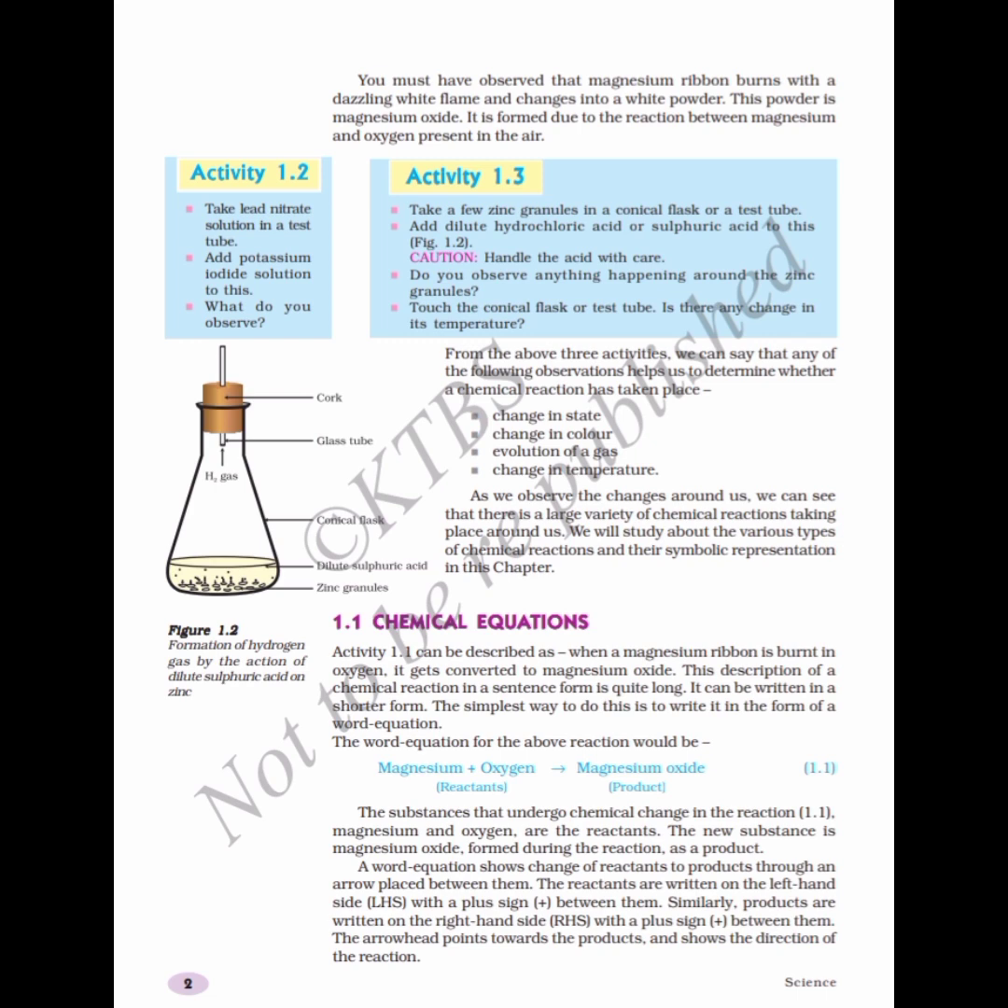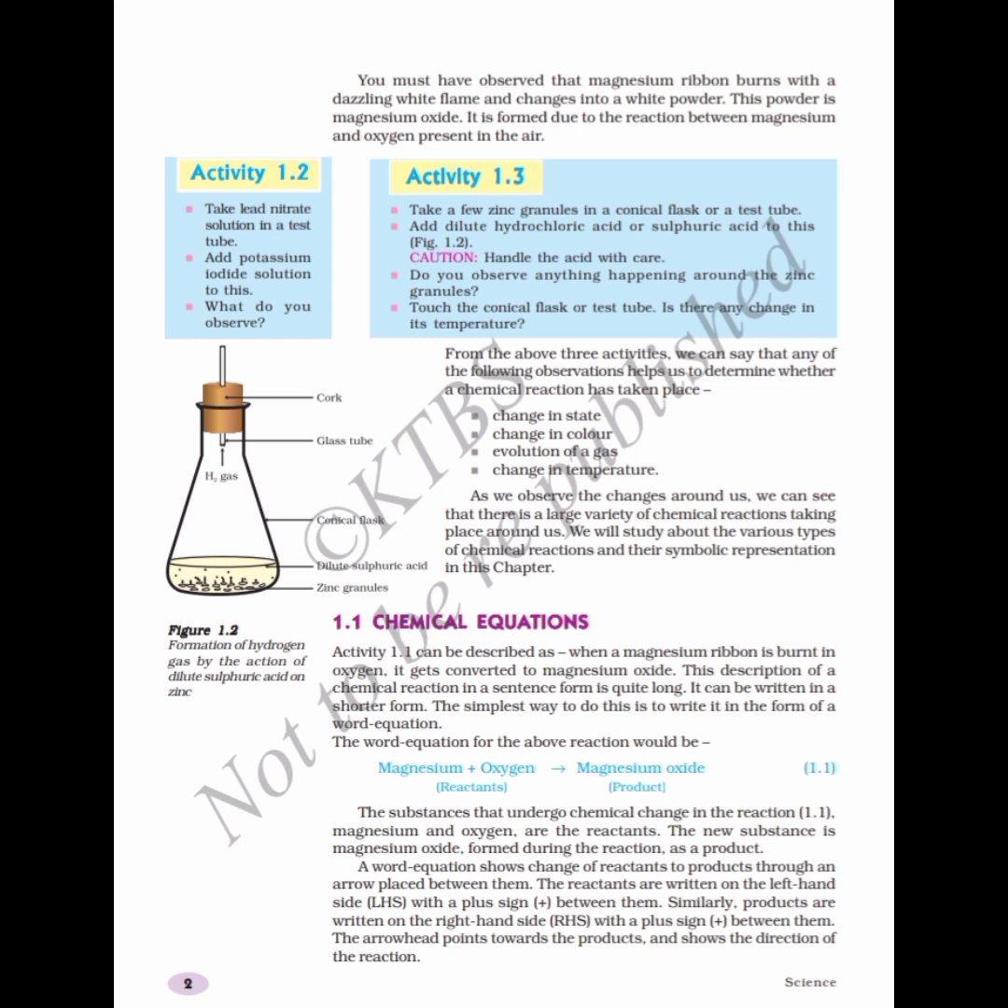In your textbook they have taken the example of activity 1.1 for understanding chemical equations. So let us look into it. Activity 1.1 can be described as, when a magnesium ribbon is burnt in oxygen, it gets converted to magnesium oxide.